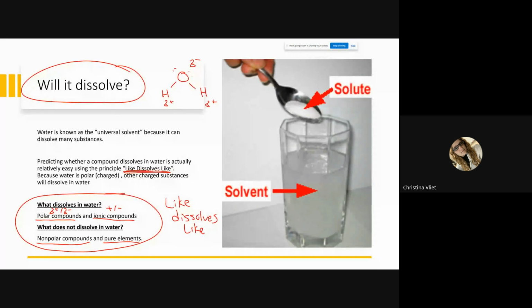Then we're going to go to our next set of questions, which is, will this dissolve in water or not? Can you make that prediction? Now you can make a theoretical prediction. Will something dissolve in water? You're going to base it off of what we said here. Water has charges and will dissolve anything else that also has charges, so anything polar, anything ionic. Anything non-polar or pure elements will not dissolve in water. We're going to go ahead and move forward in about 20 seconds.